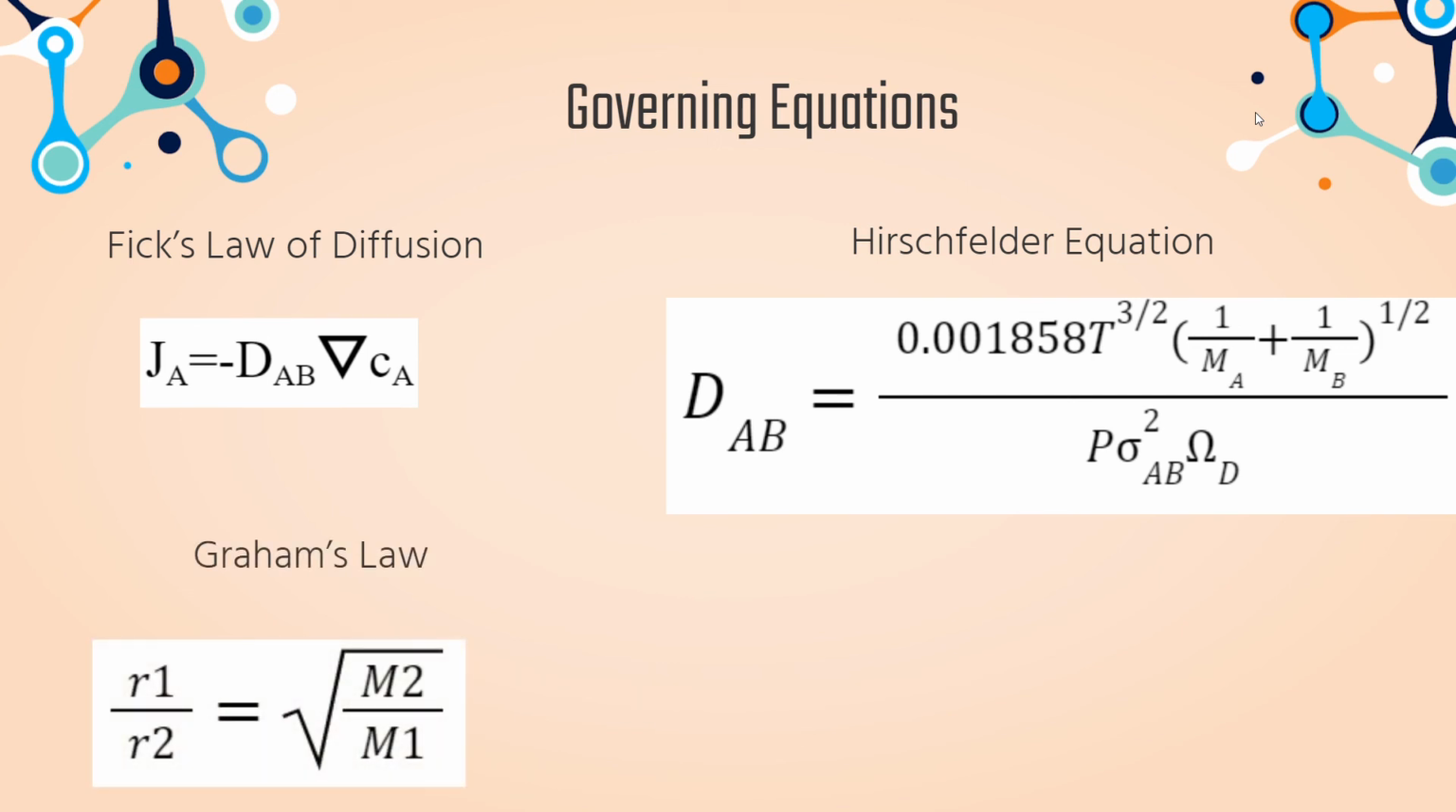Graham's law is a simple way to relate molecular weight to the diffusivity rate. The rate of diffusion of a gas is inversely proportional to the square root of the molar mass of its particles, with R1 and R2 being the rates of diffusion of species 1 and 2 respectively, and M1 and M2 being the molecular weights of species 1 and 2. This equation also shows the diffusion dependence on molecular weight.